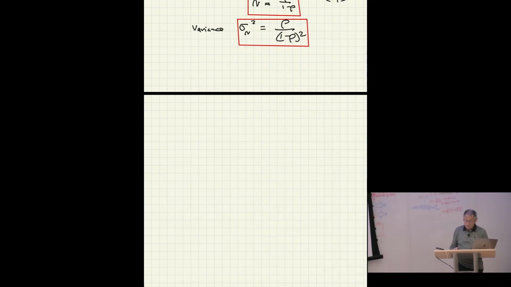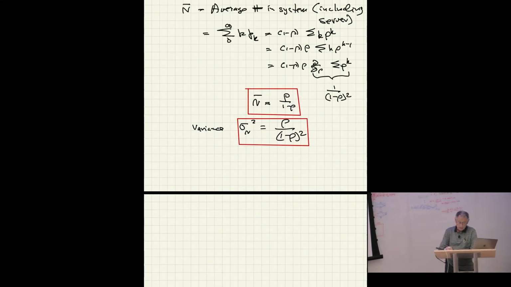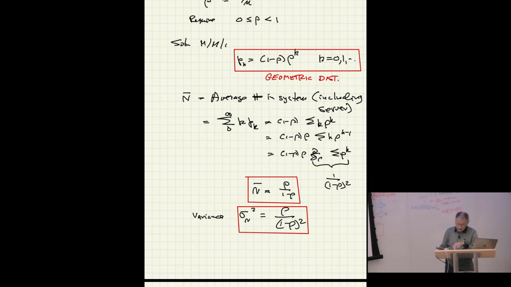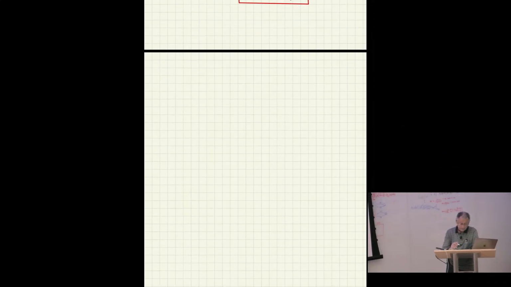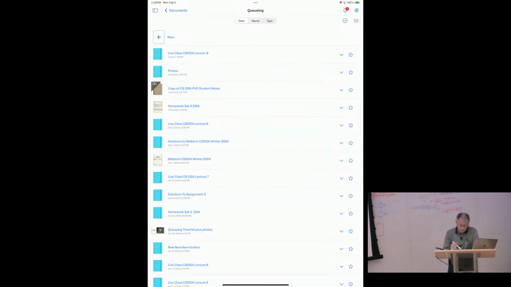So let's look at some pictures now, okay? Let's see what this geometric looks like, and let's see what this average number looks like. So let me pull that up.